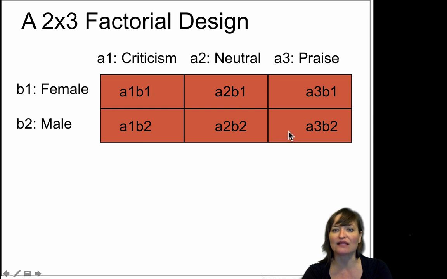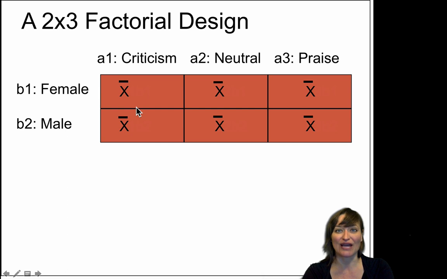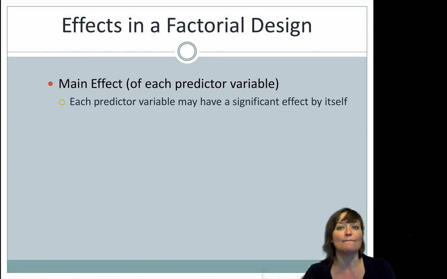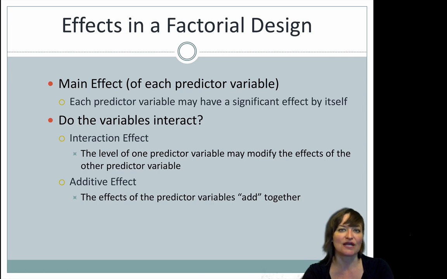So we could lay it out and think about it: there must be 6 different cells here. The females who were criticized, the females with neutral, and so on. You know that. Then we look within those at the mean of each group. When we're analyzing a factorial design, we need to consider the main effects of each predictor variable. Each predictor variable may have an effect just by itself. And we also ask, do the variables interact? The answer is either yes, there is an interaction, or no, it's just additive.